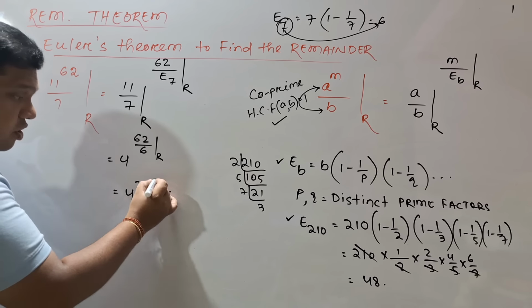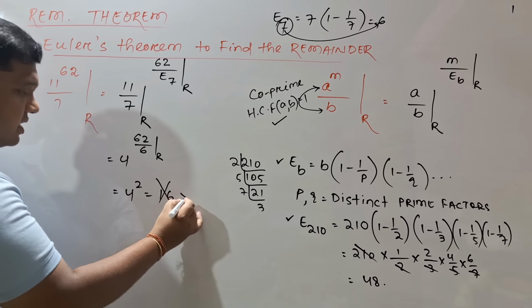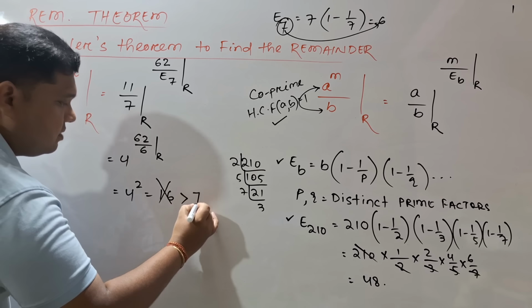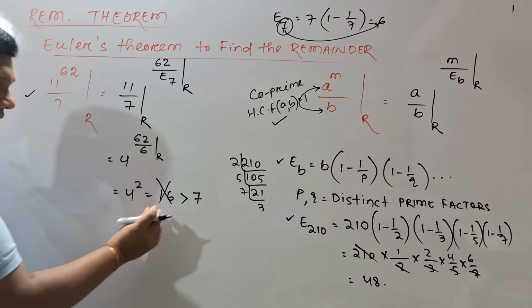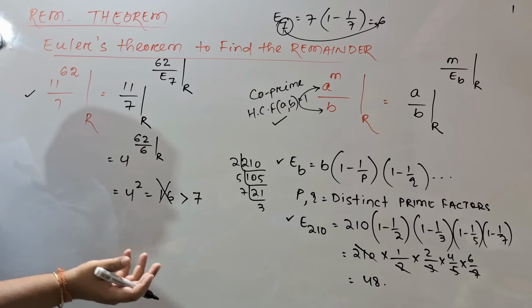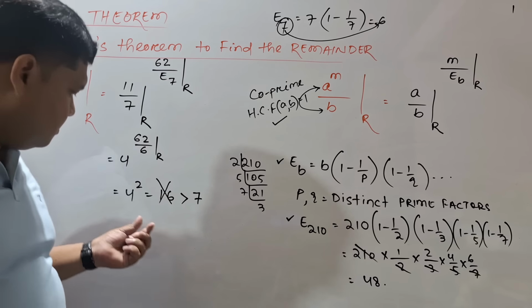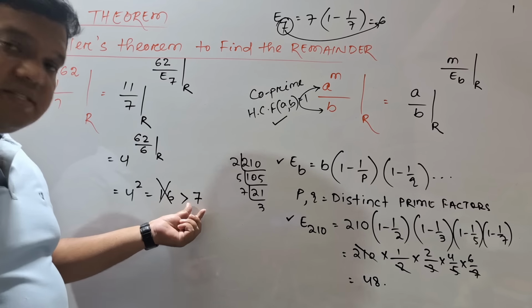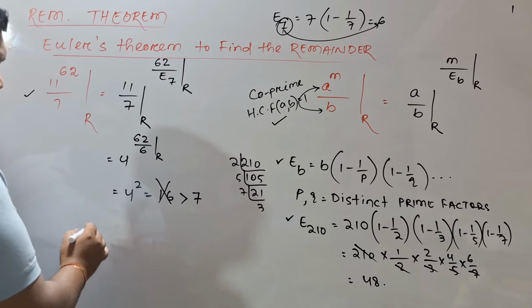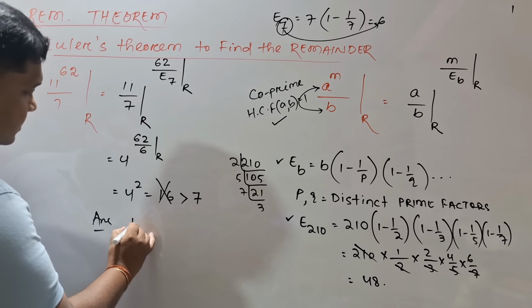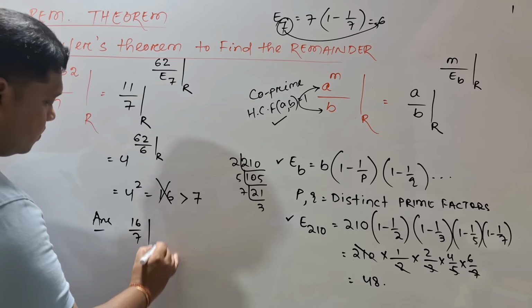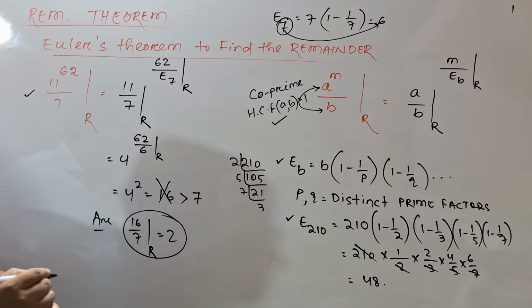But this is not my answer. Why? Because 16 is greater than the divisor. And here divisor is 7. So when the answer is greater than the divisor, you know remainder is always less than the divisor. But here I will get 16 which is greater than 7. So again I have to divide. So my final answer is 16 by 7, I will get 2. My answer is 2. Clear?